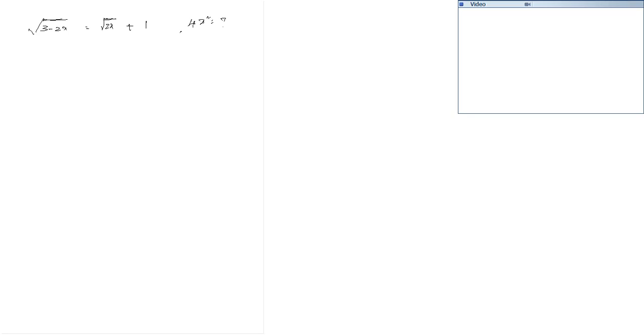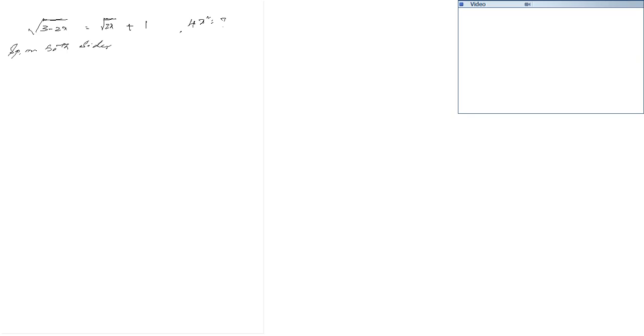No, I'm not getting this. Let's do it together. Pradeep, help me. What should I do first step? Square root of 3 minus 2x is equal to square root of 2x plus 1. Right. So I'm squaring both sides. So you're squaring on both sides. Squaring on both sides gives me what?